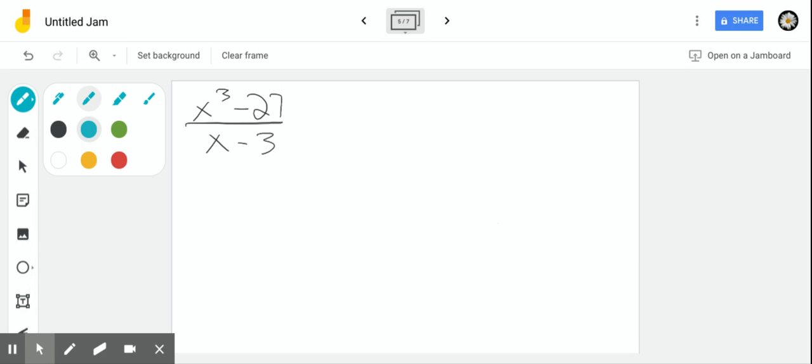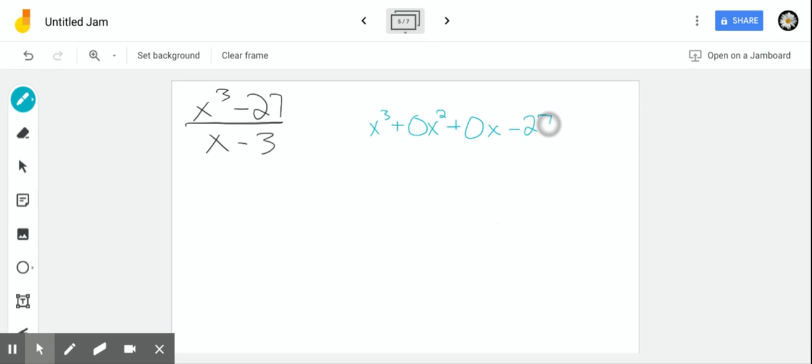All right, let's check out another one of these. We have x cubed minus 27 divided by x minus 3. So we need to start with x cubed. We do not have an x squared, so we need a 0x squared. We don't have an x, so we need a 0x, and then the minus 27. And we're going to divide that by x minus 3. Again, having those zeros is going to keep all of our like terms lined up nice and neat. Now, I strongly recommend that you pause the video, try this problem on your own, and then come back and check it.